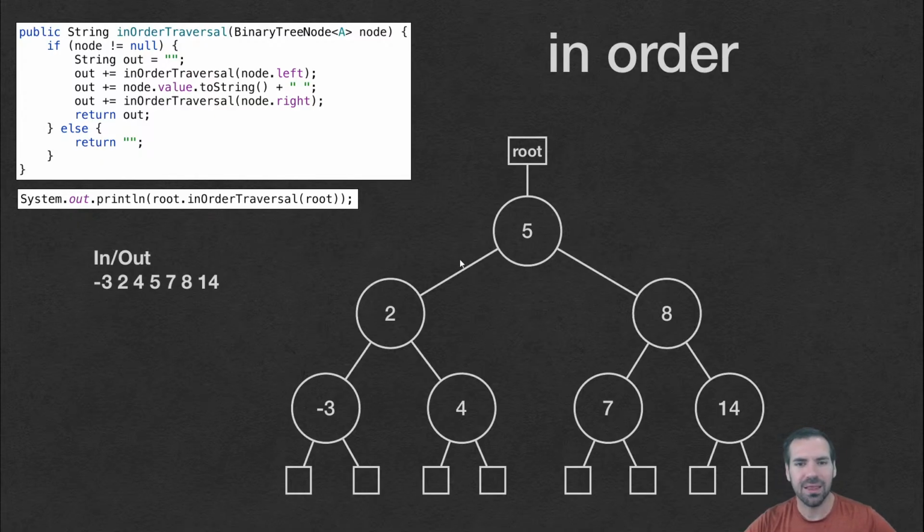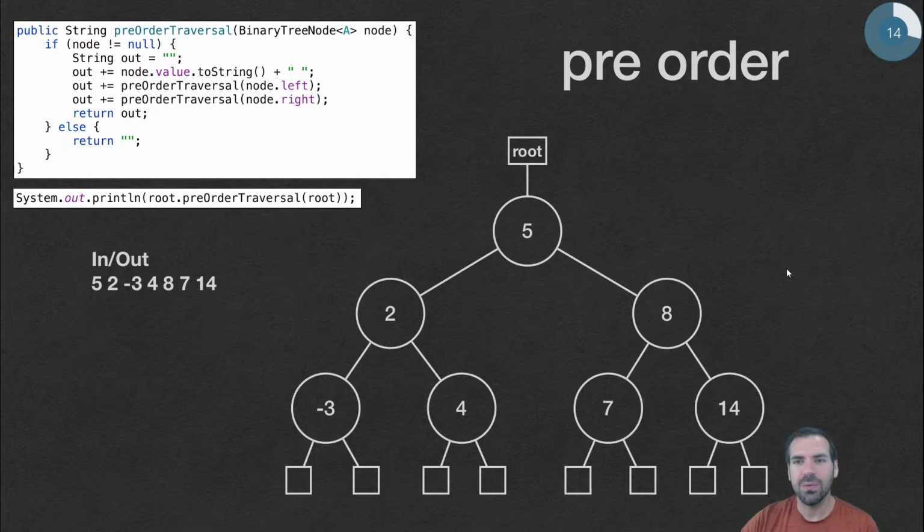So we get the entire left subtree. So we got -3, 2, and 4. Then the root node, process the root node. Then the entire right subtree, 7, 8, and 14. And that's true for every single node. When we got to 2, we went to the left, then visited this node, then went to the right. So that's the order we'll get with an in-order traversal.